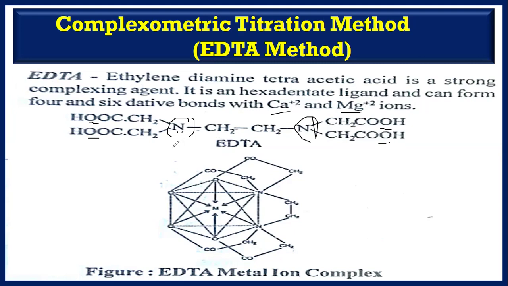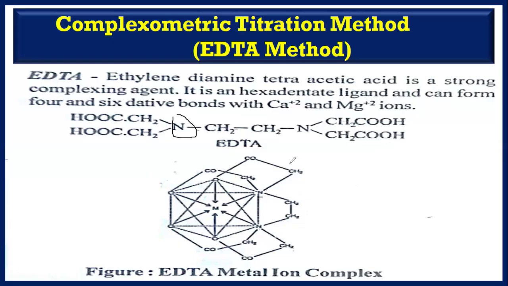By donating this lone pair of electrons to the calcium and magnesium ions, it forms a complex with the calcium and magnesium ion. So look at the complex structure here. In this complex structure, we can easily see ethylene CH2CH2, diamine, this nitrogen, tetraacetic acid. Look here, the nitrogen atom is joined with 2 acetic acid groups. So this nitrogen is joined with these 2 acetic acid groups here.